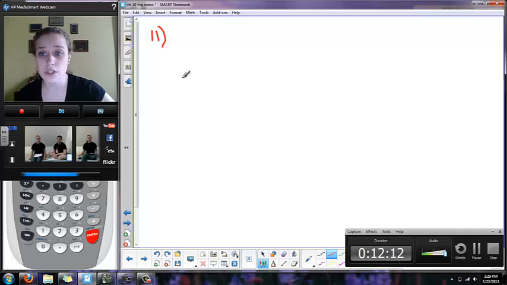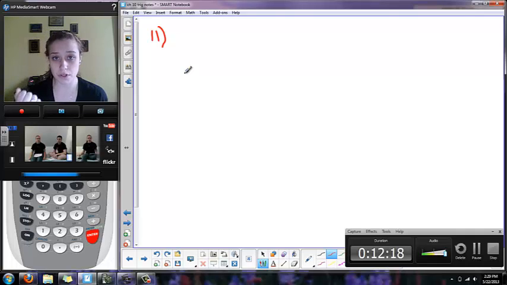This is one of the ones where you start to use the trig identities. So the trig identities were your reciprocal identities. So cosecant is 1 over sine, secant is 1 over cosine, cotangent is 1 over tangent. The quotient identities, where tangent is sine over cosine, cotangent is cosine over sine. And then the Pythagorean identity, so sine squared theta plus cosine squared theta is equal to 1.